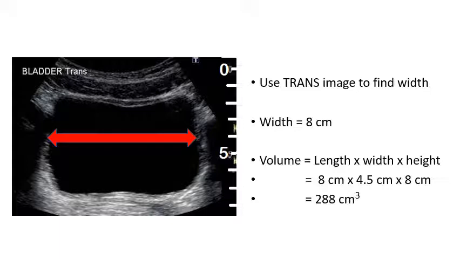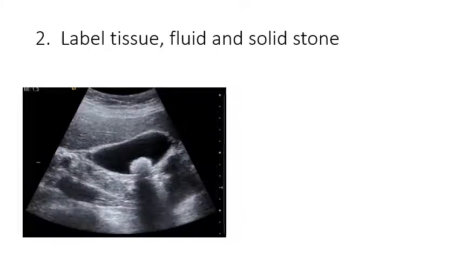Okay, so the next question on your sheet was to label the tissue, the fluids, and the solid stone. All right, so tissue basically is any thick stuff that you see around. If you just look around here, here's tissue all around here, here's tissue all around here. Okay, so that would all be your tissue.